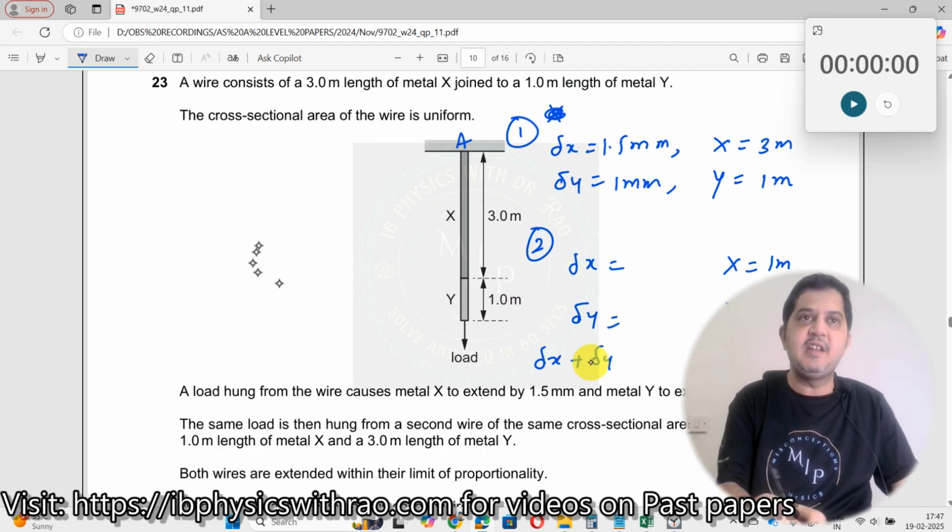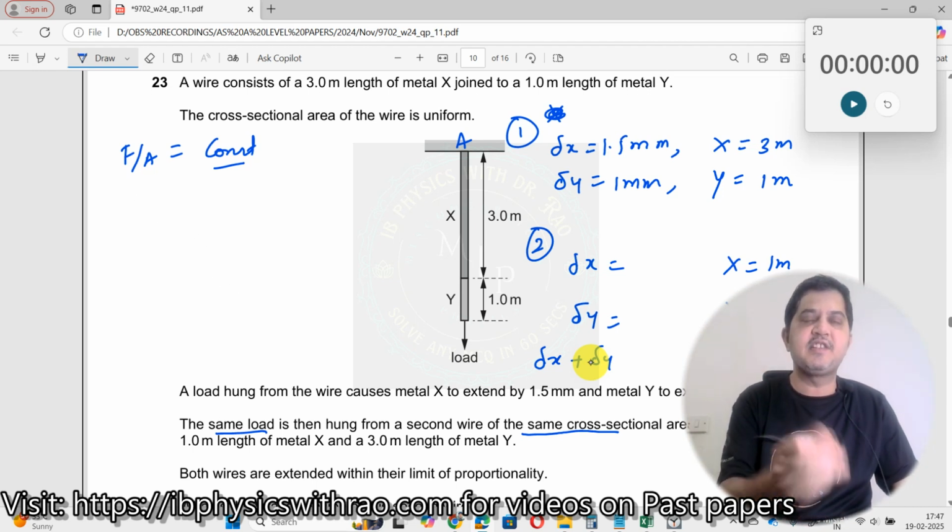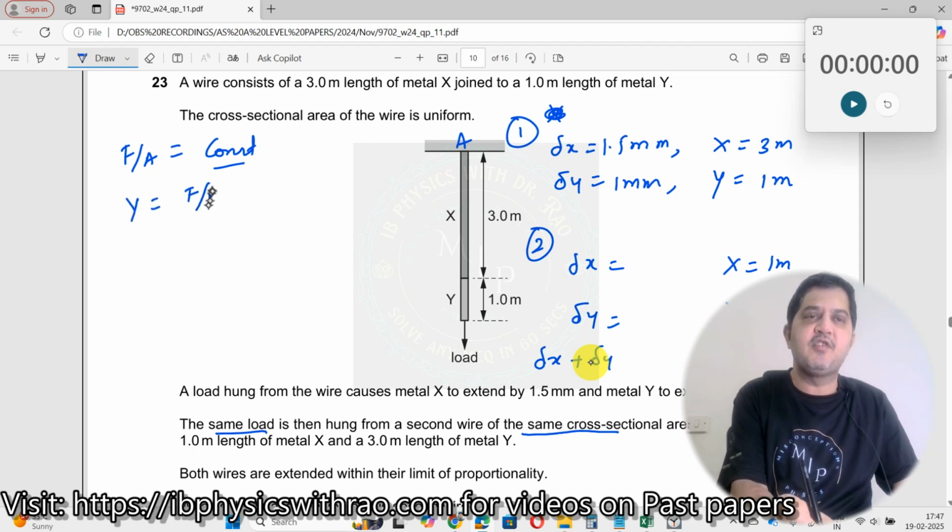Now what is the condition given here? The force per unit area is constant. It says the same load and the same area of cross section. The wires are not changed, it's the same way. Okay, so therefore force and area of cross section remains the same. Now we know Young's modulus for a wire is given by force by area divided by X divided by L.